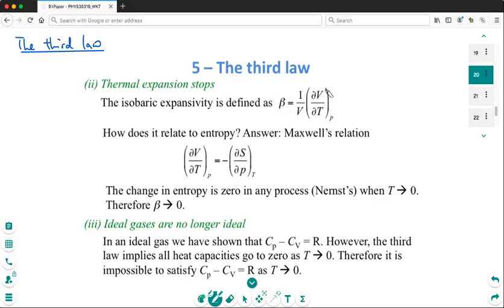To do that, you need to convert these partial derivatives into a form where you can apply the third law. So you convert like this. This is one of the 4 Maxwell relations developed for the PV system. And you will see the entropy is coming here. Okay, so when you are approaching the zero temperature limit, this cannot take any finite value. So beta has to be 0.